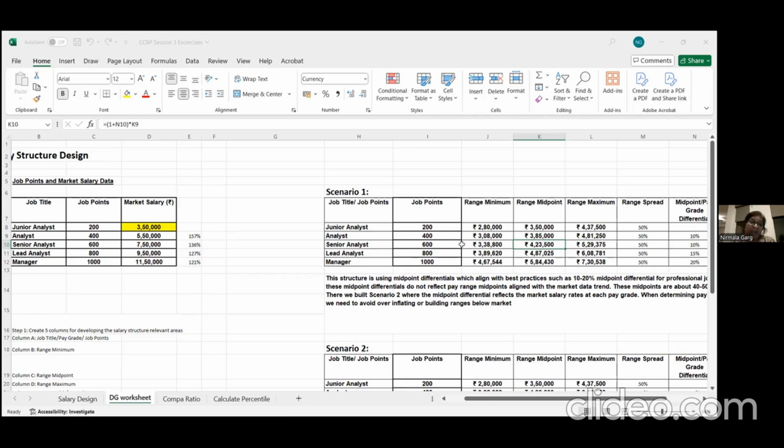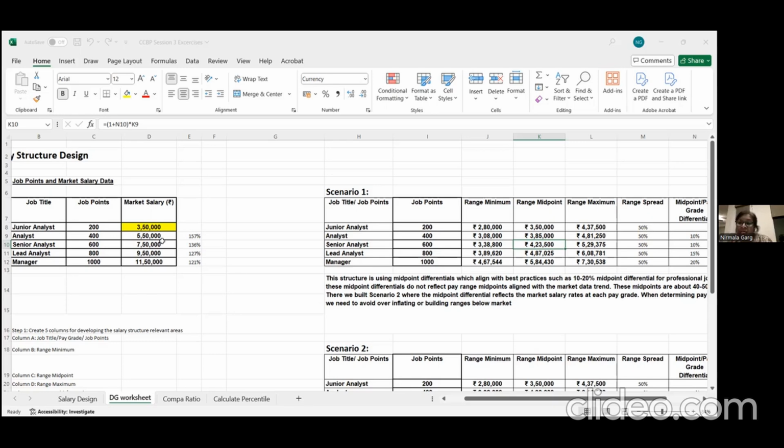Also, it will give you an understanding when you say, for example, manager's job points are what? Salary is 11,50,000. Okay. Now, lead analyst salary is 9,50,000. That is, I just did 21% higher than lead analyst. And lead analyst salary is 27% higher than senior analyst. And this is higher by 36%. And the analyst salary is higher by 57%.